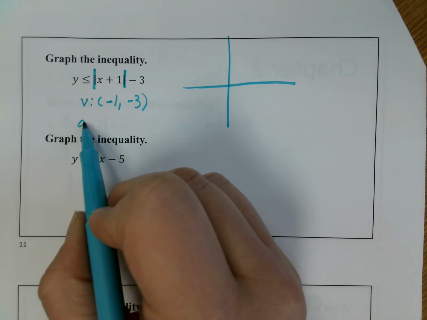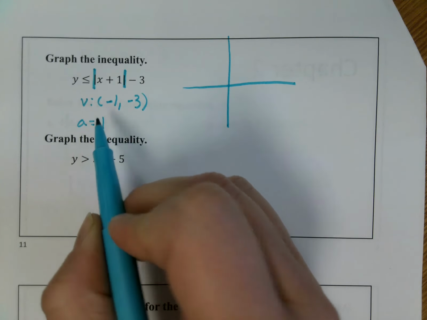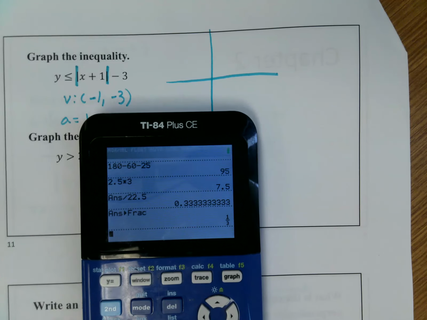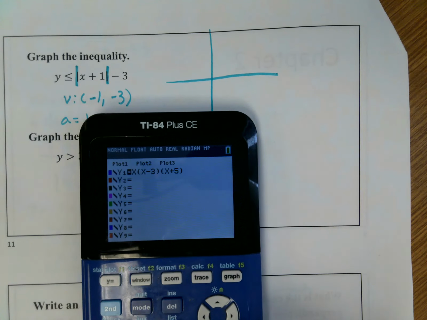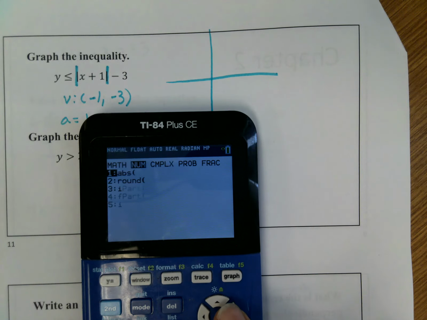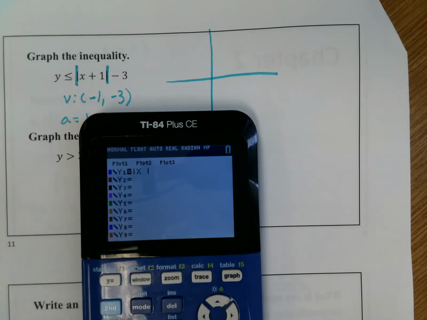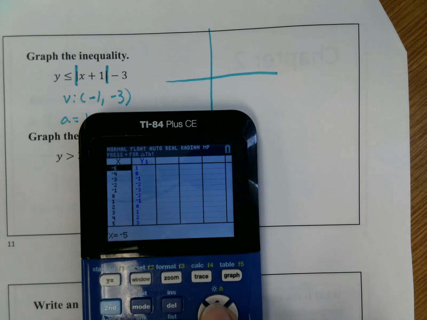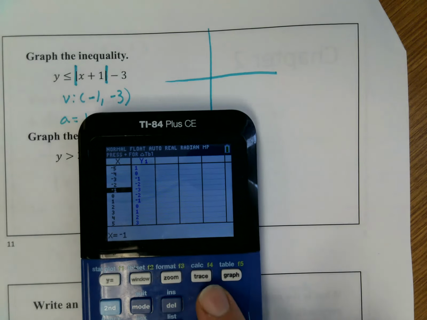My slope here, my A value is equal to 1. Remember, you can still find this on your graphing calculator. You could graph this if you wish to. So I could go to my y equals, I'm going to clear that out. I'm going to go to math, and if I go to num, ABS is absolute value. So I can type in my x plus 1, arrow over, minus 3. This is where you could get your table if you so choose to, and then plot your points.